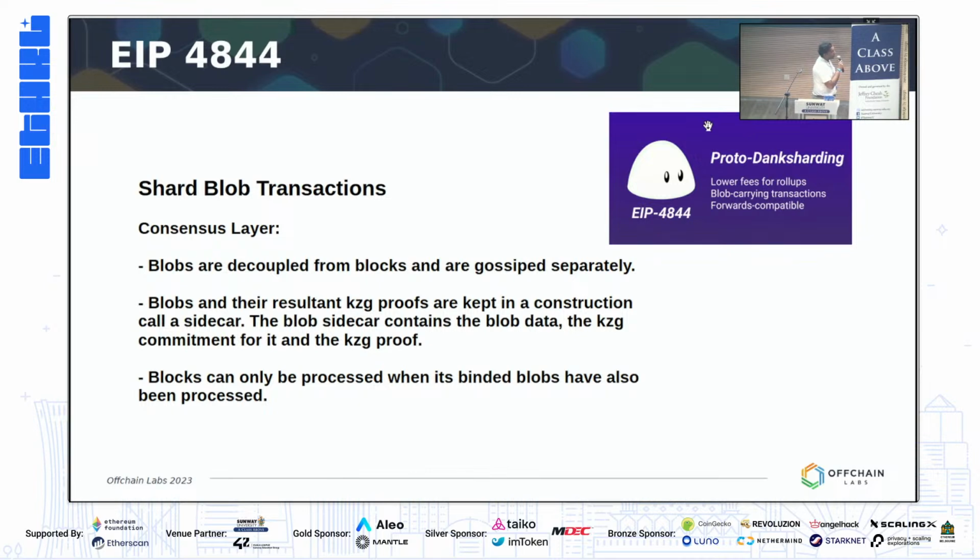Also, one restriction of having these decoupled blocks and blobs is that blocks can only be processed when the respective blobs have also been processed by the node. So the block will have to wait for the node to see all the blobs before it can continue processing.